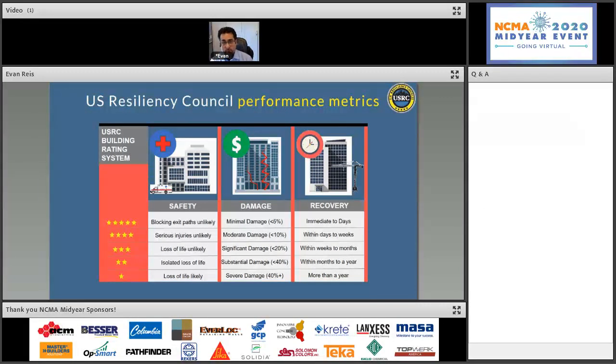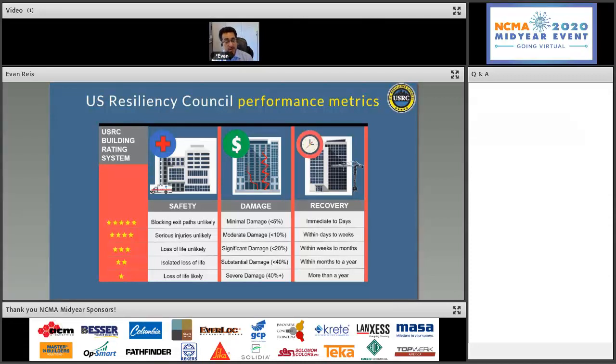So that's why the USRC was founded. We have a rating system. We seem to have rating systems for everything. I mean, you can get a rating system for your dishwasher, but why don't we have a rating system for our most important physical asset, our building? Probably the most important investment any building owner or any company will ever make.